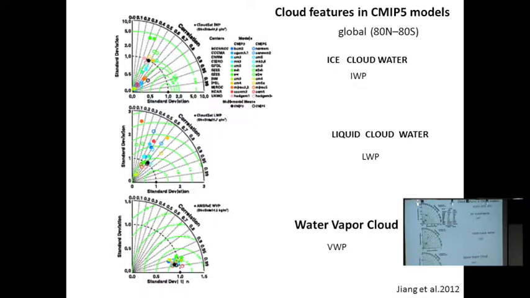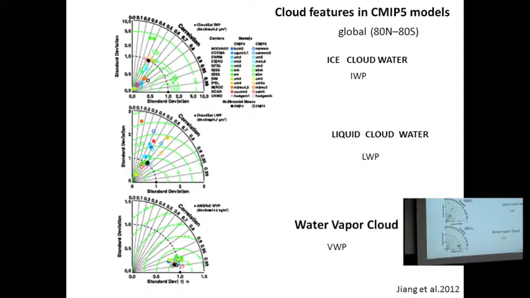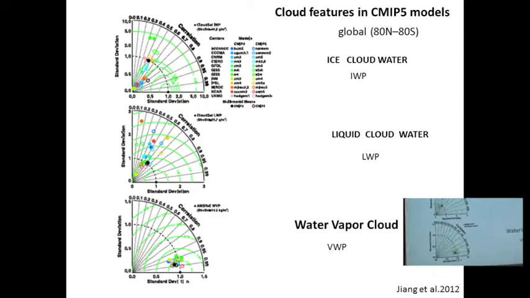Water vapor, yes, that's right. Because all the models are very close to this, the ensemble mean has almost 0.99 correlation, and the error is small, and the standard deviation is very close to the standard deviation of the observed.